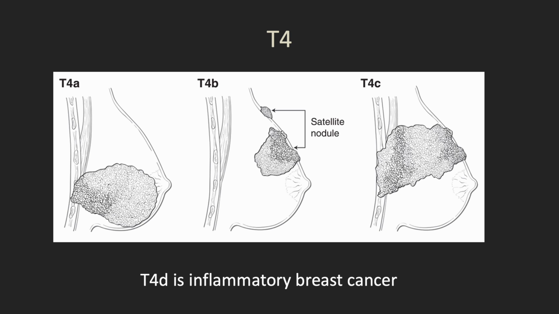But T4 is further broken down to T4A, which is when there is chest wall involvement, T4B, where there is skin involvement, T4C, where there is both chest wall and skin involvement, and then T4D is inflammatory breast cancer.